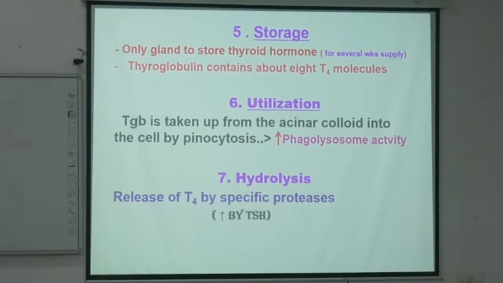And then utilization. Once the thyroglobulin molecule is formed, it is taken up by the follicular cells through a process called pinocytosis, and there is a fusion between that particular vesicle and the lysosome, and there is increased phagolysosome activity. Because of that, there is a hydrolysis of thyroglobulin by specific proteases to release T4, and that is influenced again by the TSH. Next part.